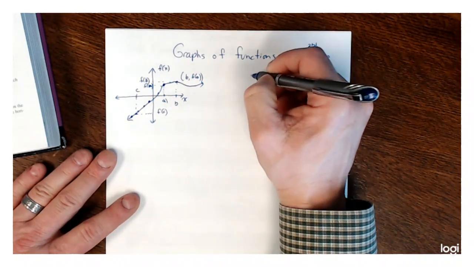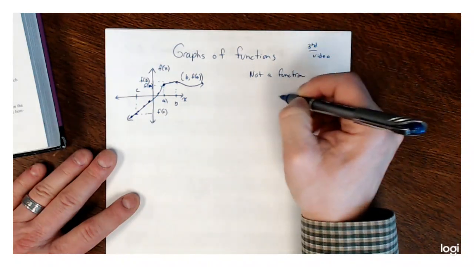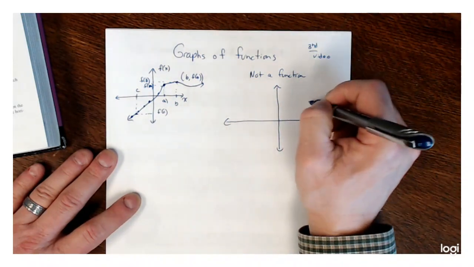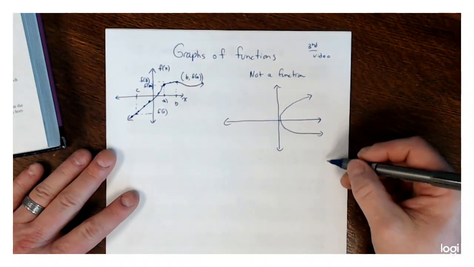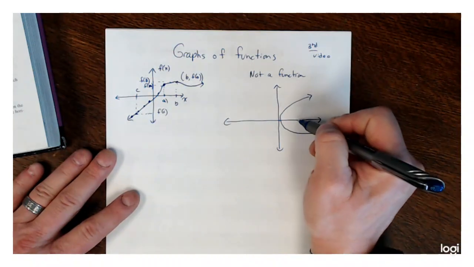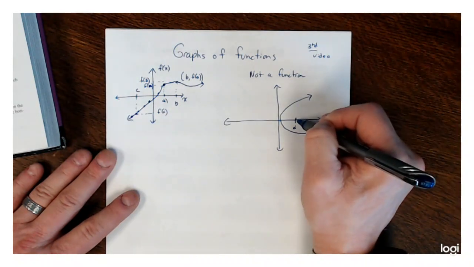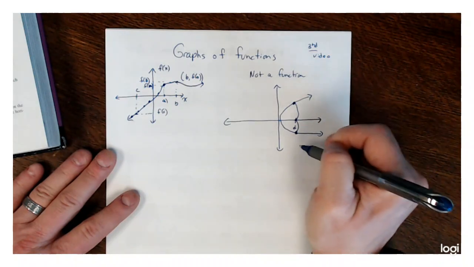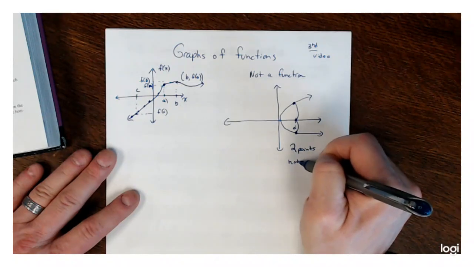Now, let's look at something that's not a function. Let's say I have something that looks like this. This is a sideways parabola. But let's pick this point right here. Let's call it D. Now, this point maps to either this point here or this point here. And because it maps to 2 points, this is not a function.